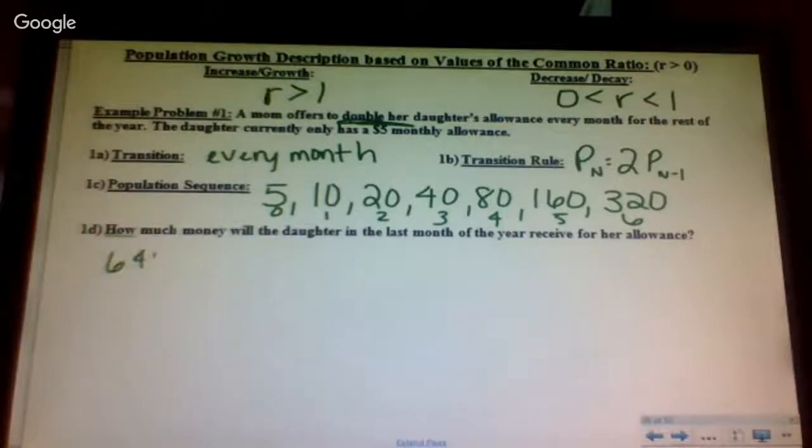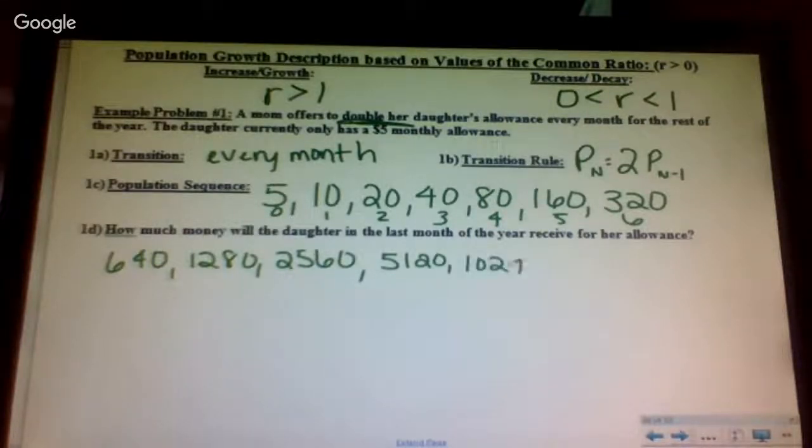So 640, 1280, 2560, 5120, 10240, and 20480.